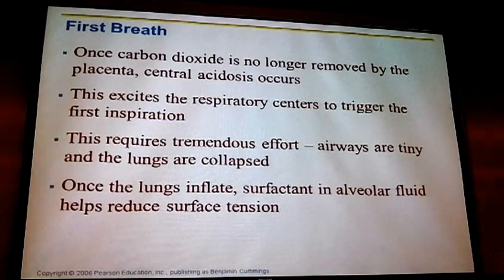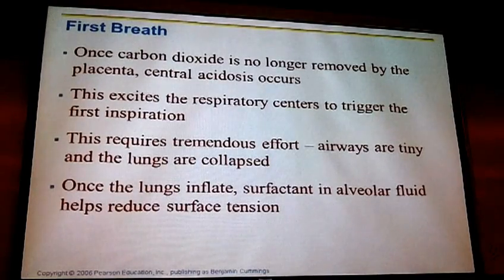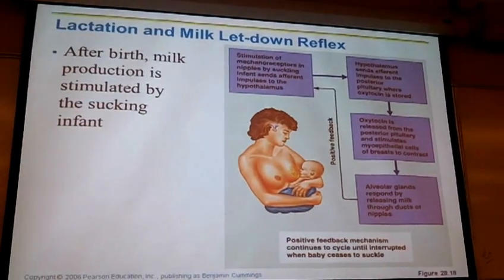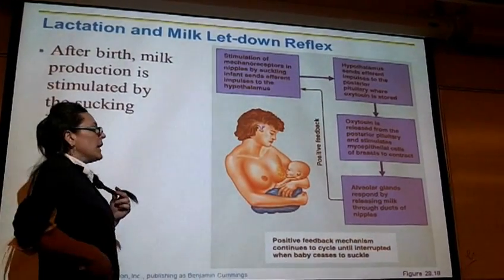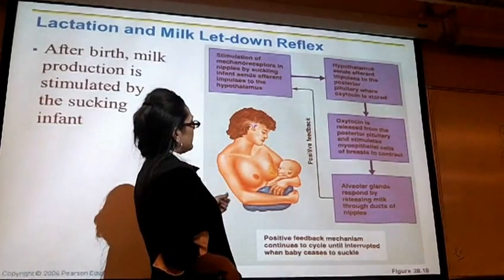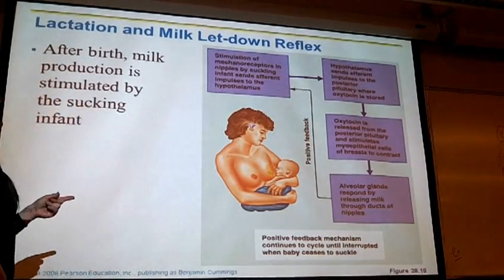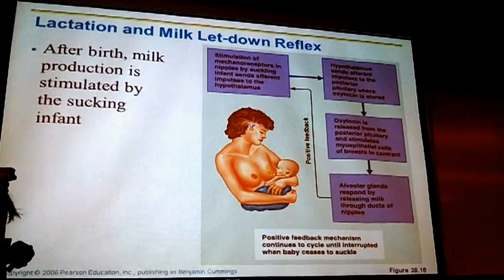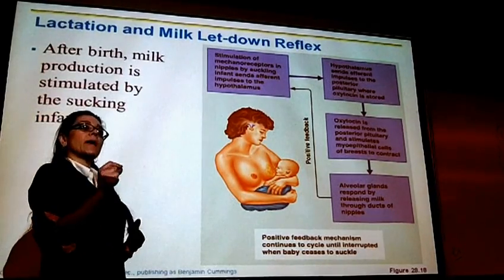Now, we've already talked about the first breath, so I'm not going to go through that again. You guys are pretty familiar with that. The last thing up here is just lactation. And again, lactation is a positive feedback loop. And remember that for milk production, that is prolactin.